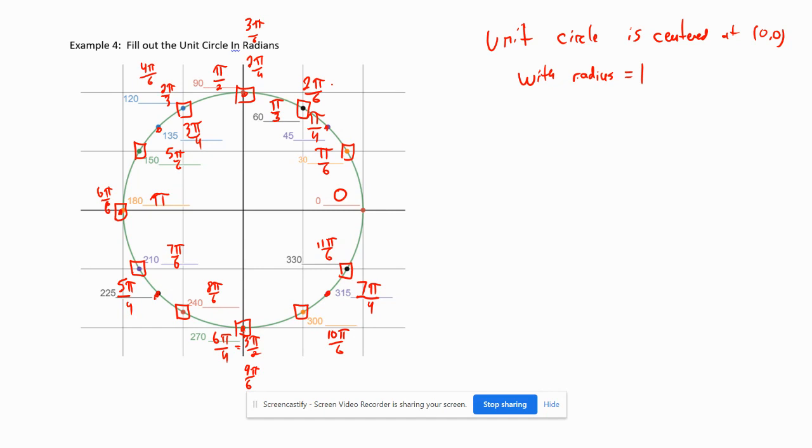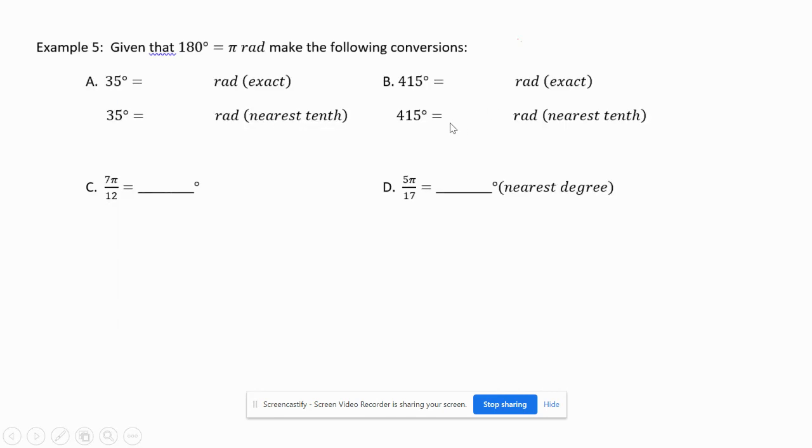Now reducing these, 2 pi over 6 reduces to pi over 3. Sorry, I already did that right here. 3 pi over 6 reduces to pi over 2. 4 pi over 6 to 2 pi over 3. 5 pi over 6, 6 pi over 6 reduces to pi. 8 pi over 6 is 4 pi over 3. 9 pi over 6 is 3 pi over 2. 10 pi over 6 is 5 pi over 3. Okay, so this is how we fill out the unit circle in degrees. Now, in our next topic in 4.2, we're going to add coordinates to each one of these points as well, but we'll show you how to do that in the next section.